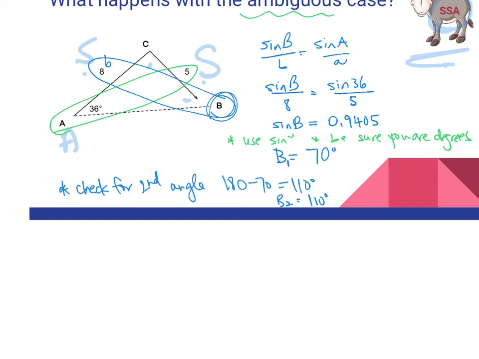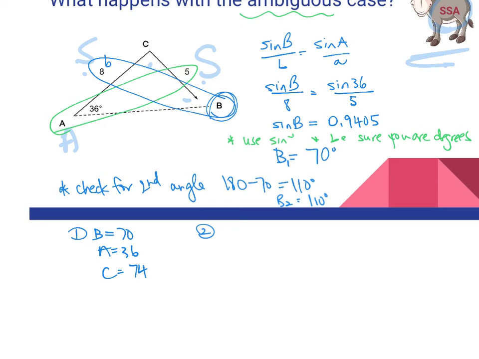So how do I know if that triangle exists or not? Well, let's check our triangle. In the first case, if B equals 70 and A equals 36, then we have enough left of the 180 in a triangle to make the 180. So 106, so 74 would be angle C. So that would be triangle 1.